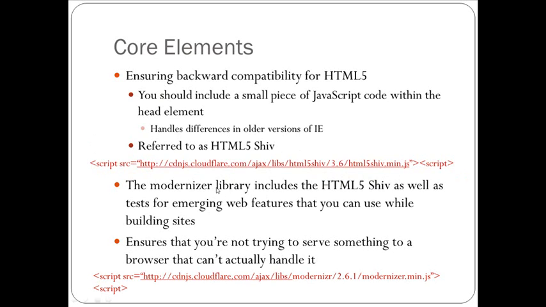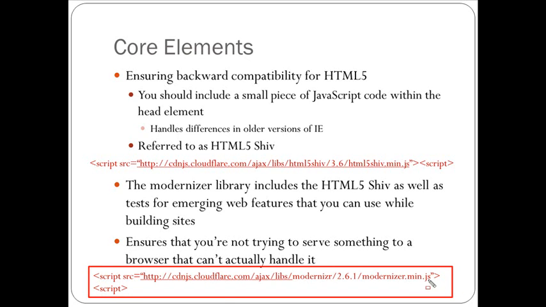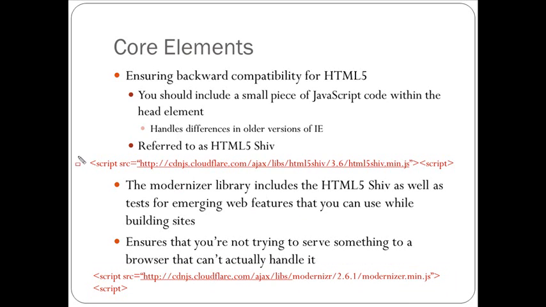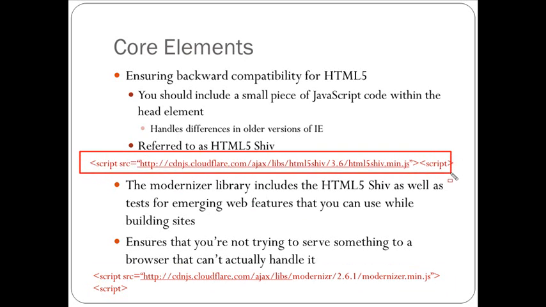There is also a Modernizr library, just like the HTML shiv library. It actually includes the HTML5 shiv, but it also includes tests for emerging web features that you can use while building sites. It ensures that you're not trying to serve something up to the browser that it can't handle or doesn't understand. And that's actually hosted at the same site, and this would be the script for that. Until we start running into the need for this Modernizr within the course, your template page and all your pages that you turn in until that time will just have the HTML5 shiv code.